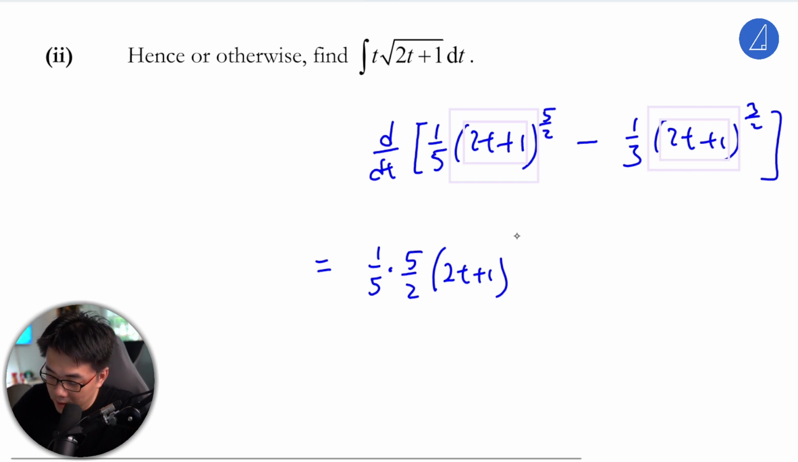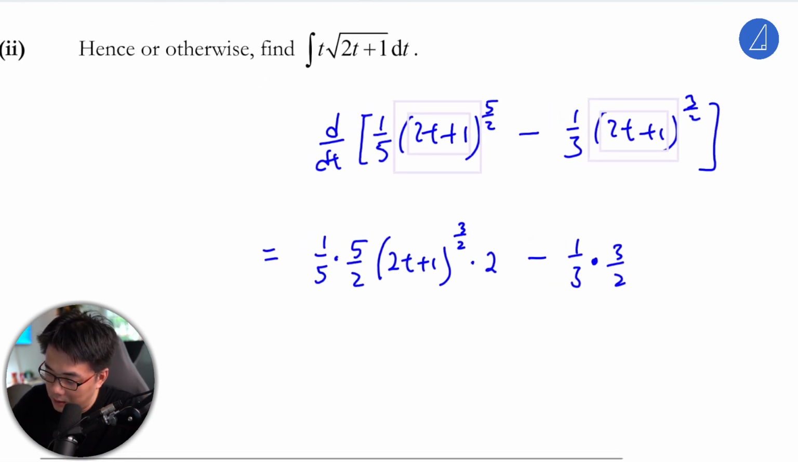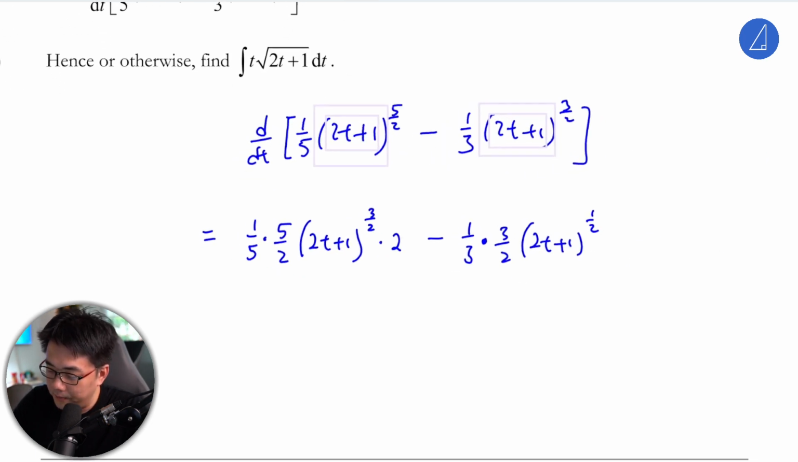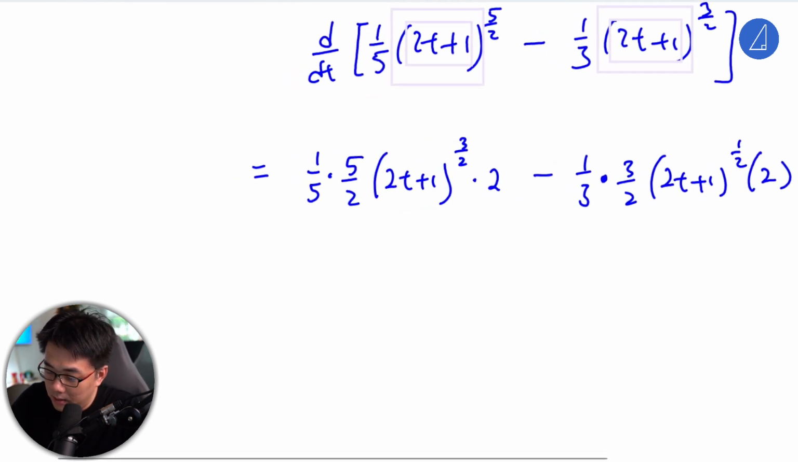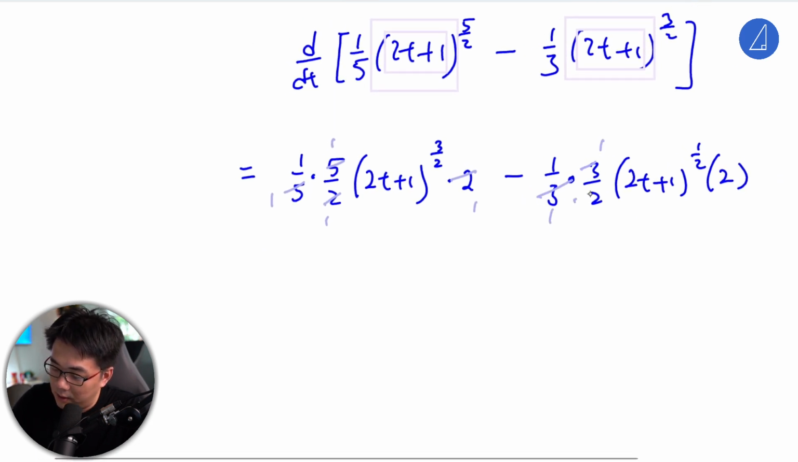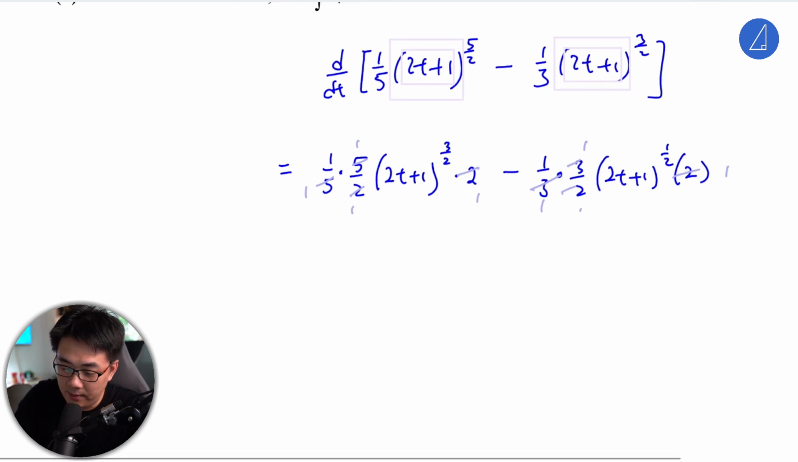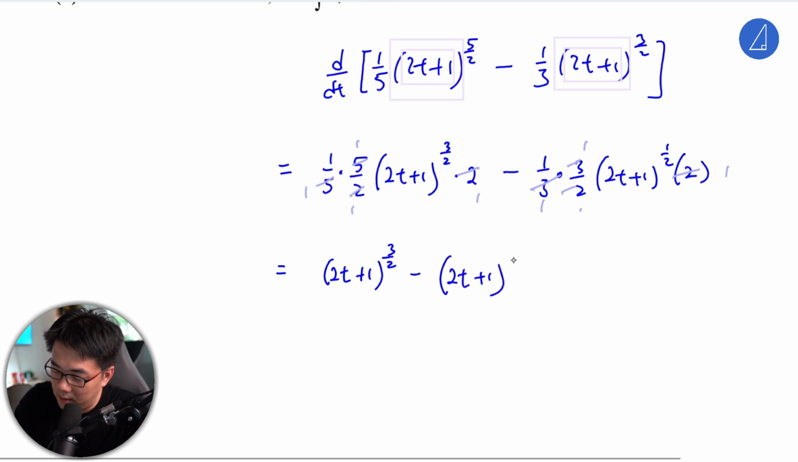minus 1 would be 3 over 2, multiplied by 2, then 1/3 multiplied by 3 over 2. After which what we get is (2t + 1) to the power of 1/2, times 2 again. So the idea here is we could simplify this half and half. Then this is 1/3, 1/3, and half and half. Okay, great. Once this is done, shouldn't be an issue. What we get is (2t + 1)^(3/2) minus (2t + 1)^(1/2).